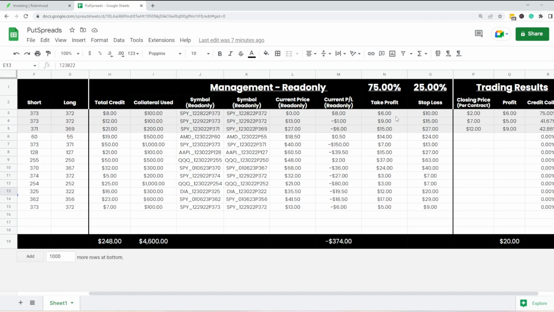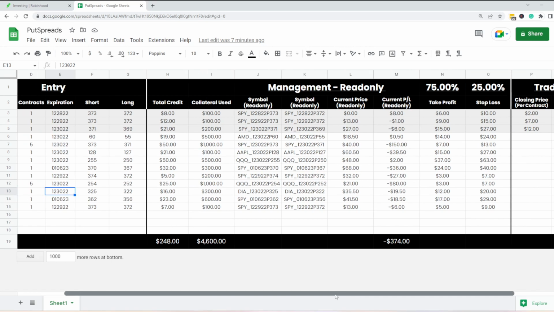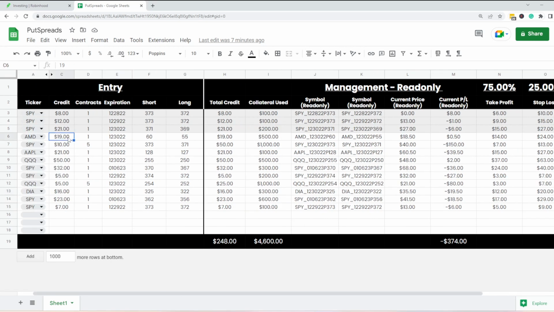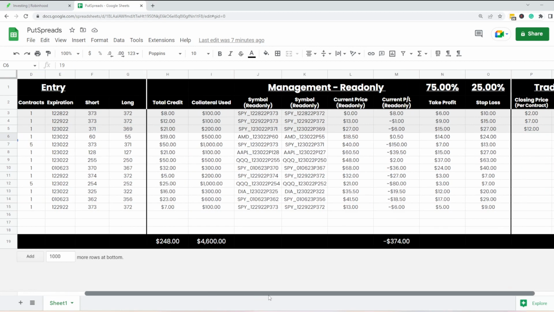So the whole goal with these put spreads, I've been going back and forth, trying to determine a strategy I want to implement. What I'm going to try to aim for is taking a 75% profit at least of the initial credit. So for this example, I received $19. So I'm aiming to at least collect 14.